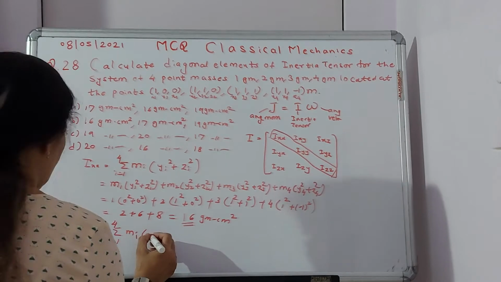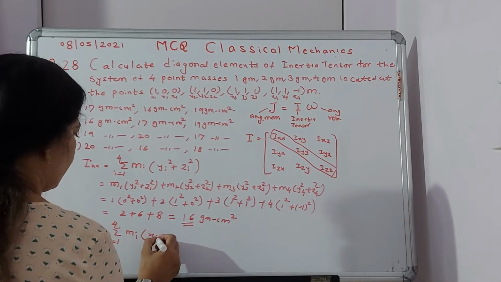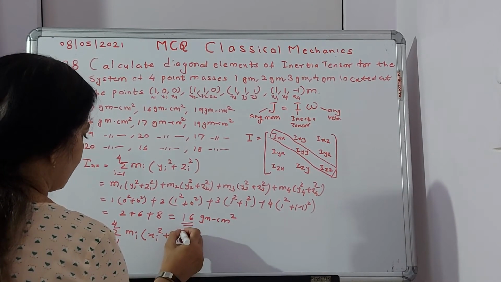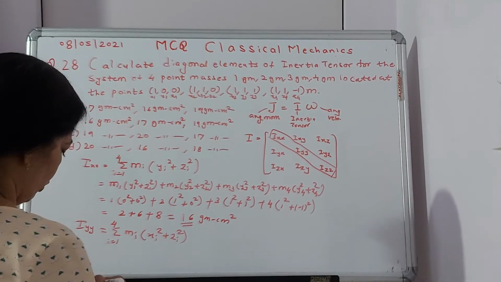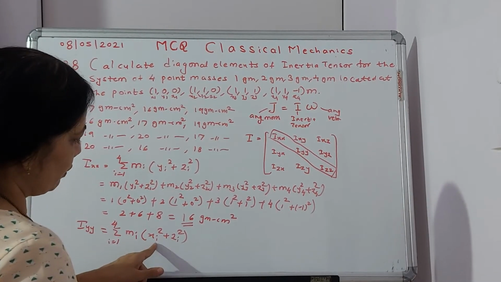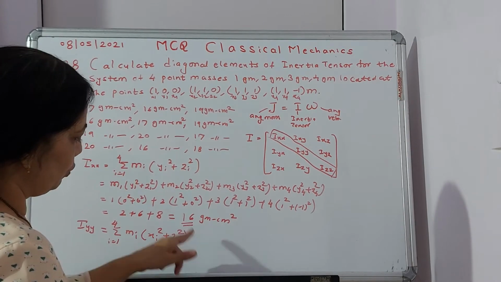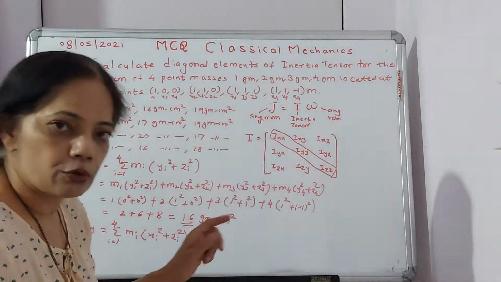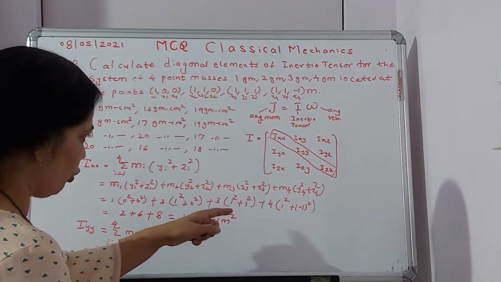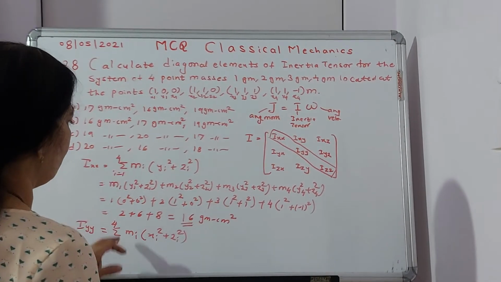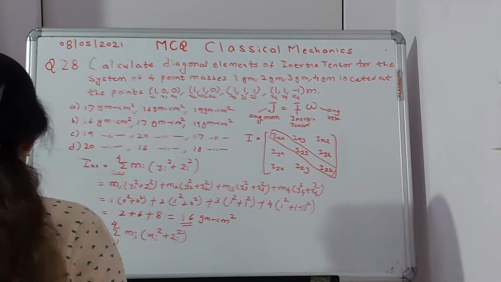The formula should be what? xi square plus zi square. So again, what do you write over here? m1 x1 square plus z1 square, plus m2 x2 square plus z2 square, and so on, and try to get the same logic. The correct answer should be around 17 gram centimeter square.